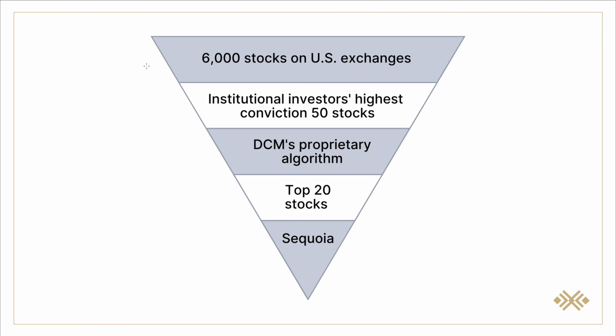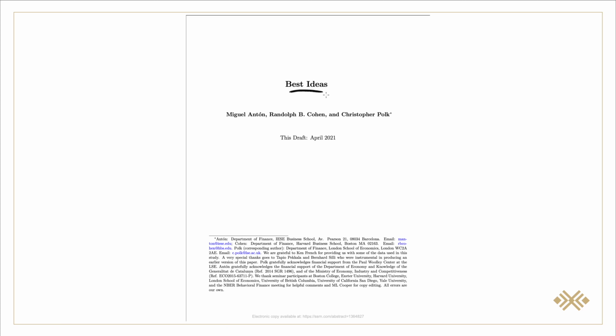It starts with all stocks on U.S. exchanges, including ADRs, which are international companies listed on U.S. exchanges. And from there, we use what are called 13F documents to identify institutional investors' highest 50 conviction stocks. And this idea is based on research that was originally published in 2010 and updated in 2021. And the paper was called Best Ideas, updated April 2021 by Anton, Cohen, and Polk.